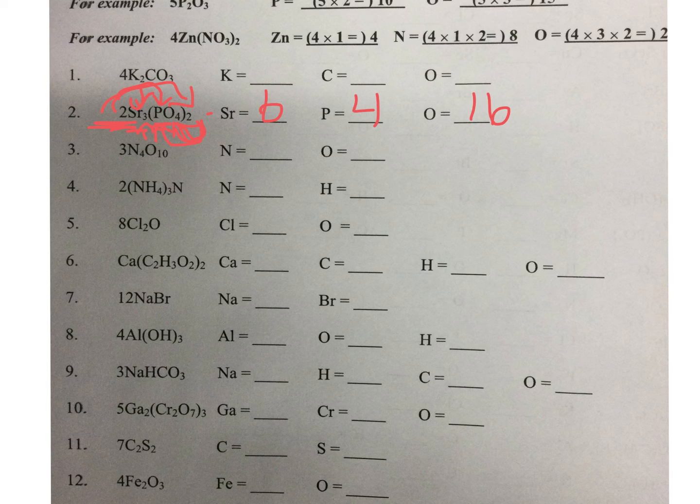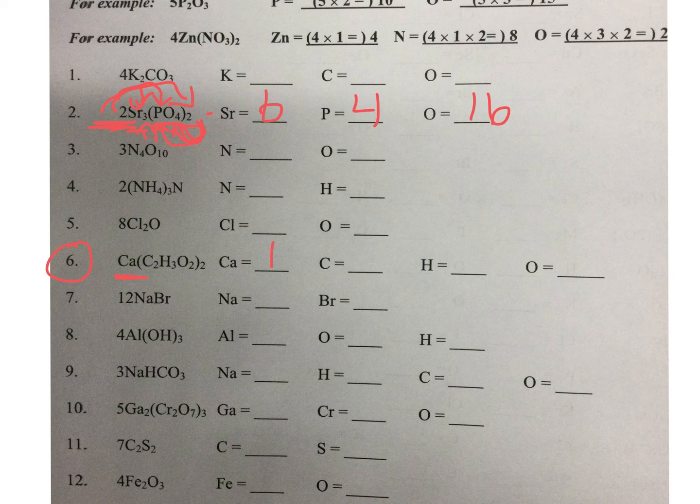So now let's do one that's a lot easier. Or let's do one without a coefficient. Let's do number 6. Calcium. Does it have anything at the bottom? No. So how many calcium do you have? You have 1. And so you just have 1 calcium. That's it.